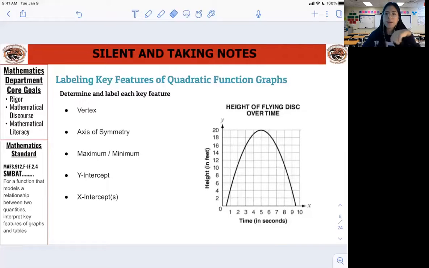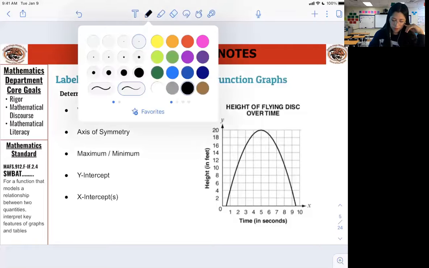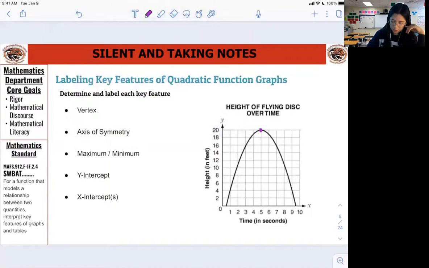Okie dokes. All right, Guillermo, where's the vertex? You can either say it out loud or type it publicly. Where is the vertex? 5,20, good. Vertex right here, and that's 5,20.